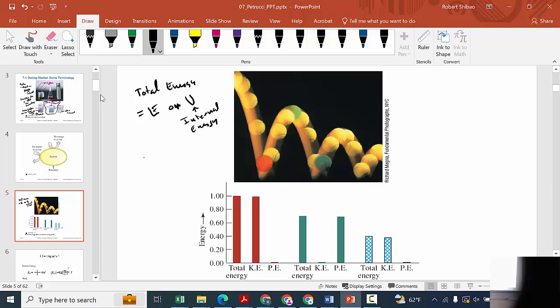The total energy is equal to the sum of the EK. What is EK? Kinetic energy. And then I'm going to call it PE. PE stands for potential energy. So it's the sum of the kinetic energy and the potential energy.